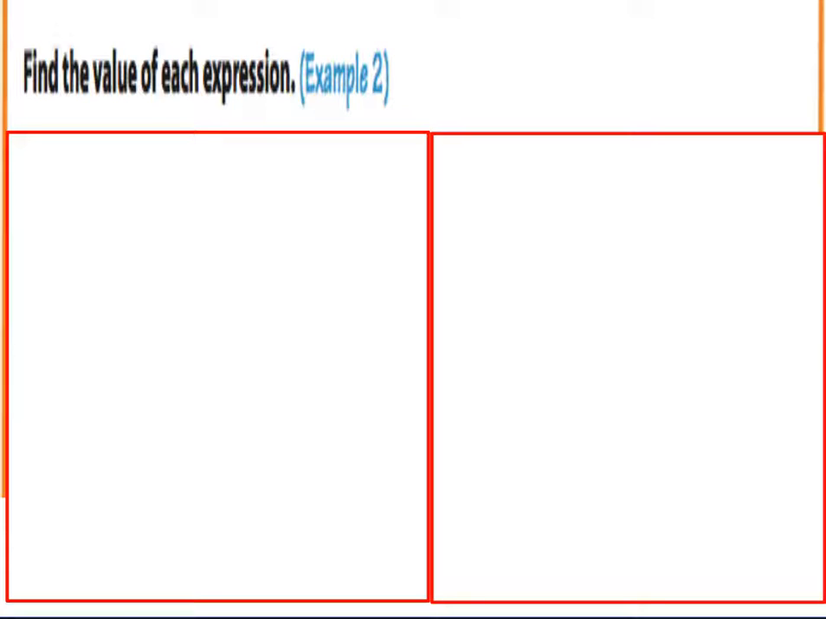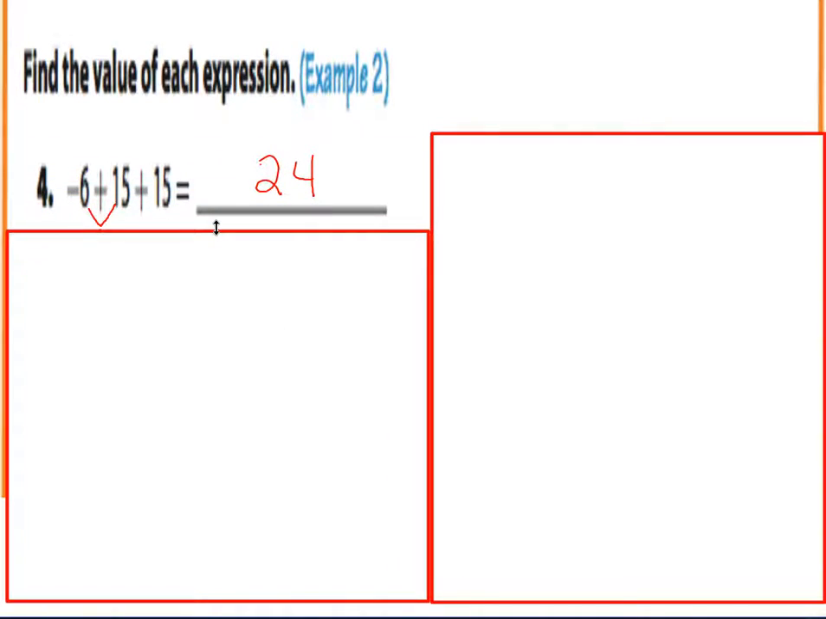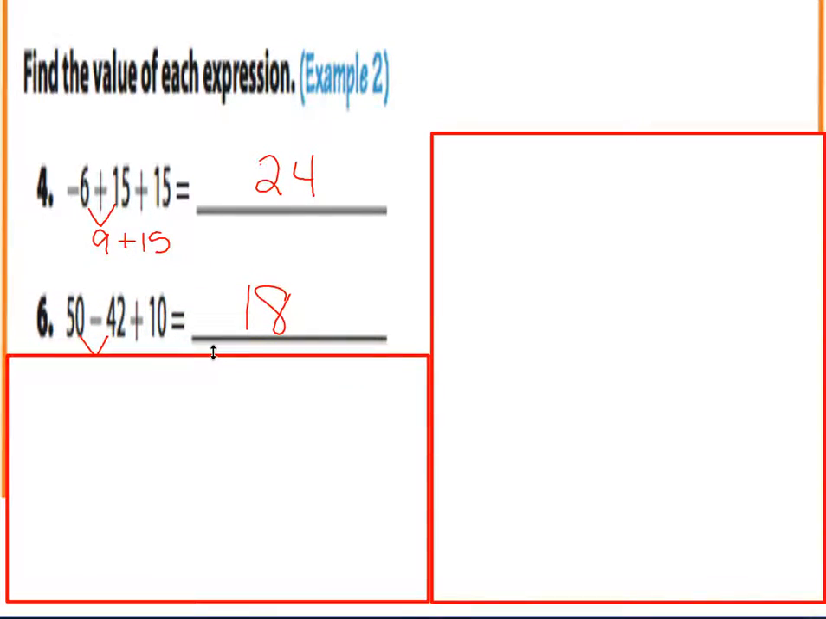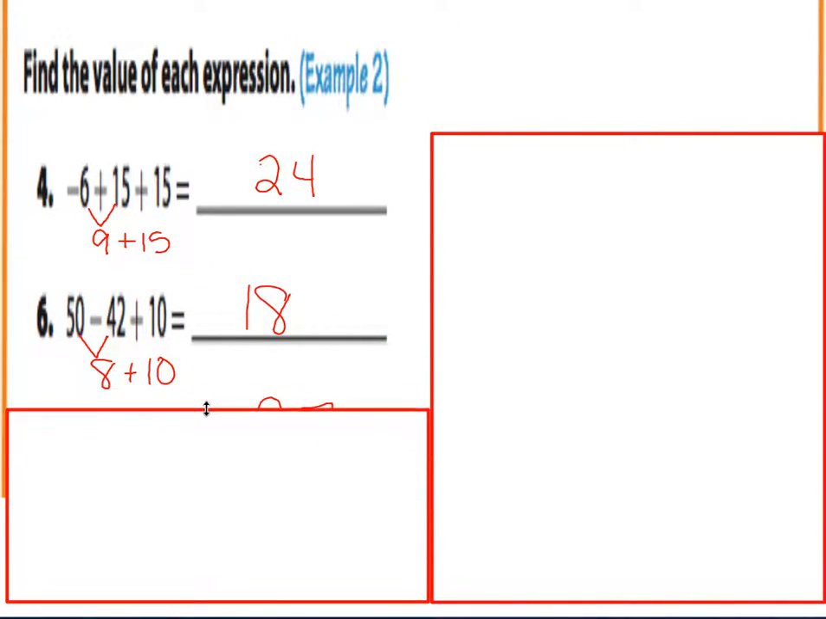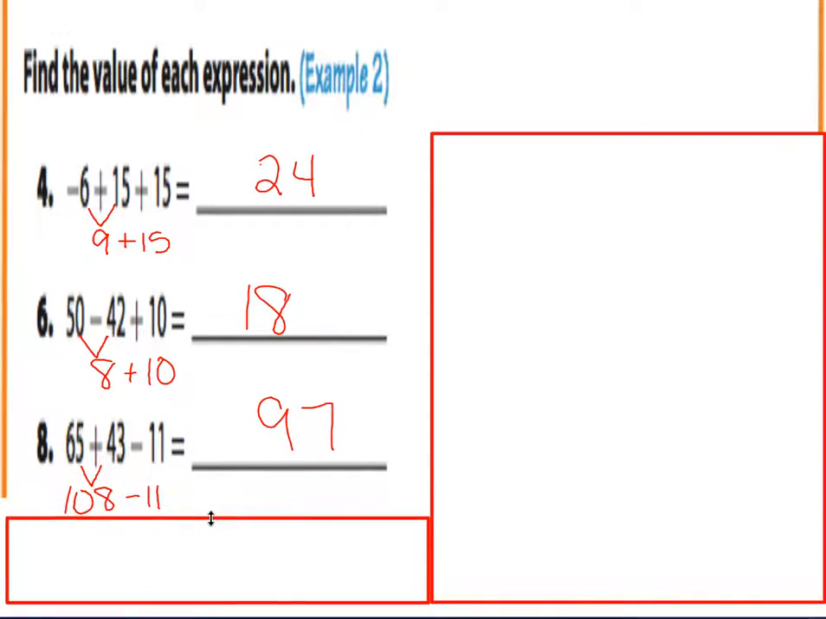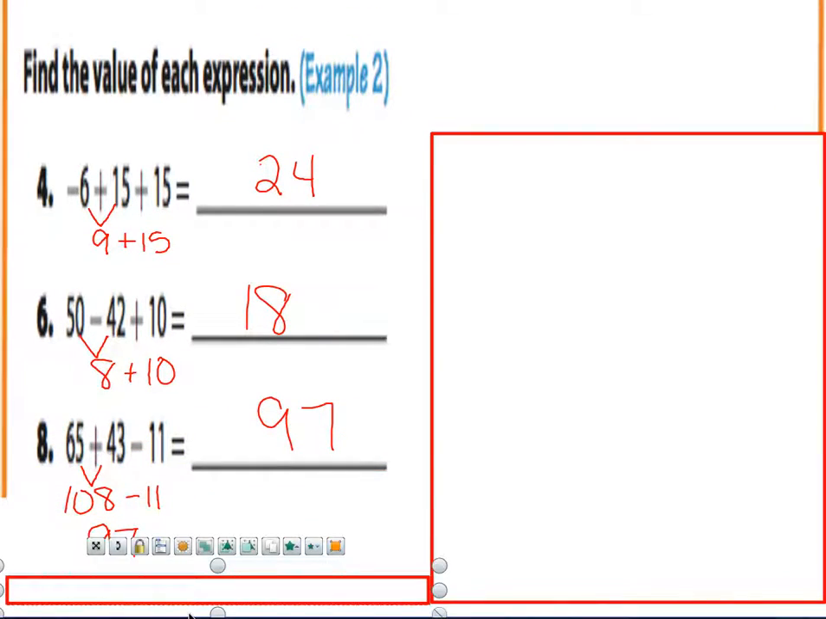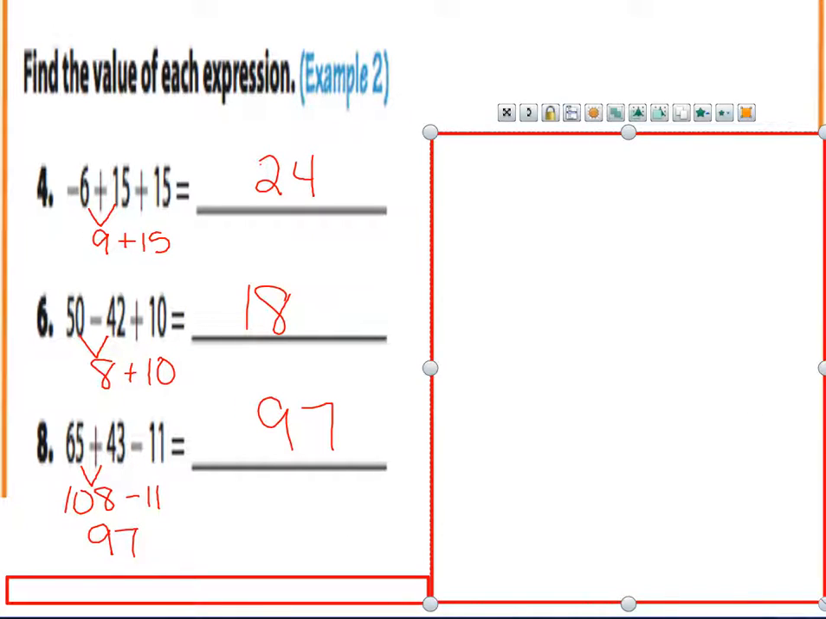All right, so I'm going to start on the left side first. Obviously, we had positive 24 as our answer for the first one. Here we got 18. 50 minus 42 gives us 8, plus a positive 10 gave us the 18. And then for number 8, you should have gotten 97 because 65 and 43 gives you 108, minus 11 gives you 97.